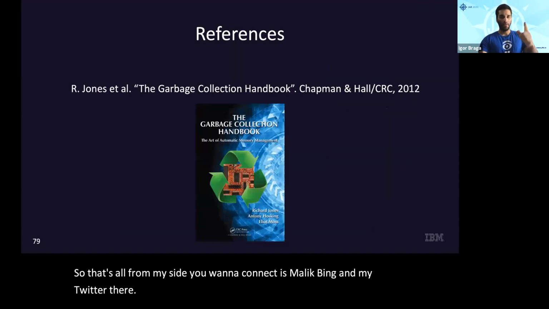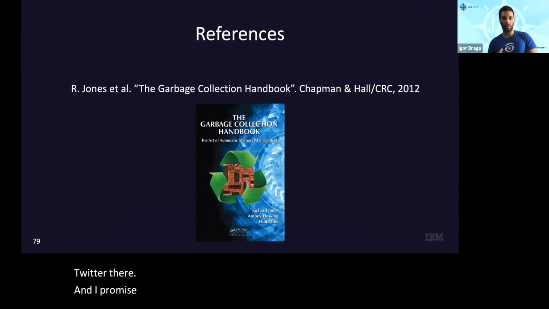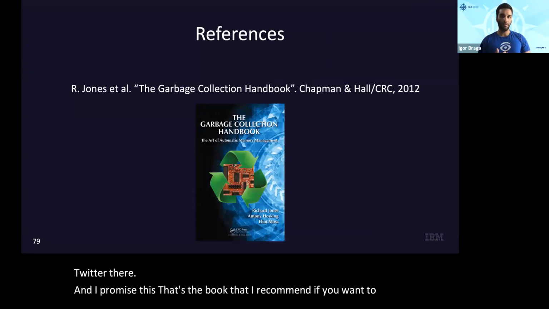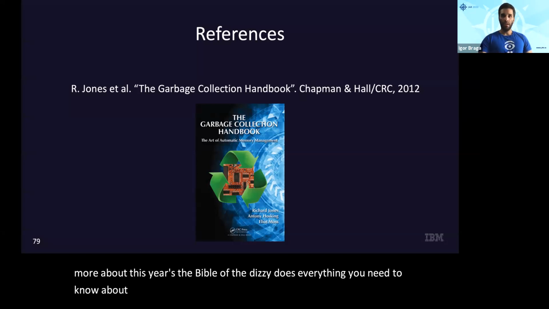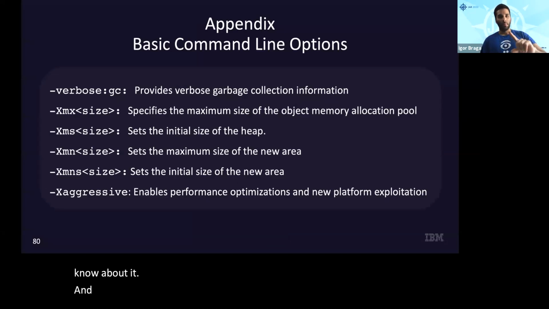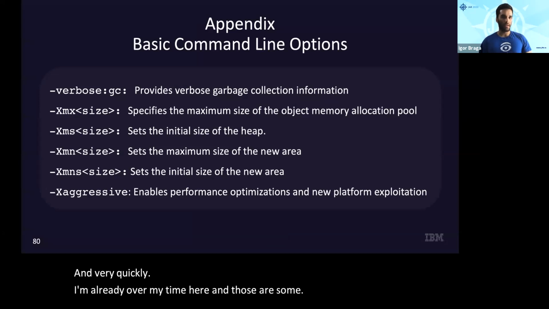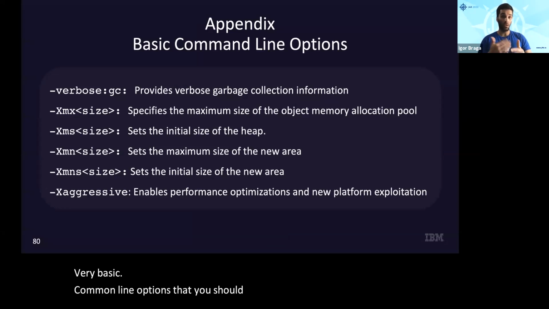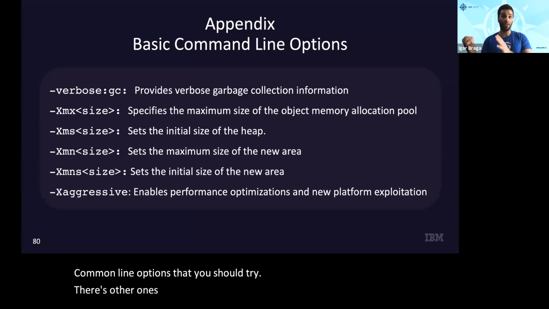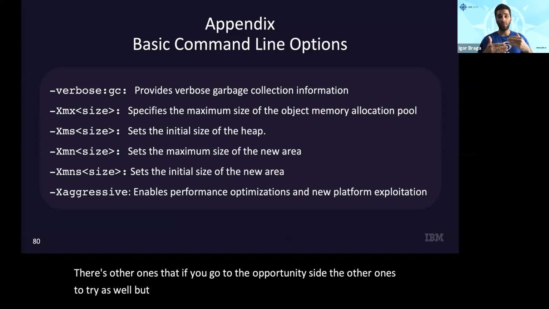And like I promised, that's the book that I recommend if you want to learn more about GC. That's the Bible of GC. There's everything you need to know about it. And very quickly, I'm already over my time here, and those are some very basic command line options that you should try. There are other ones, and if you go to the OpenJ9 site, there are other ones to try as well, but if you were to start tuning your application, I would start with those.